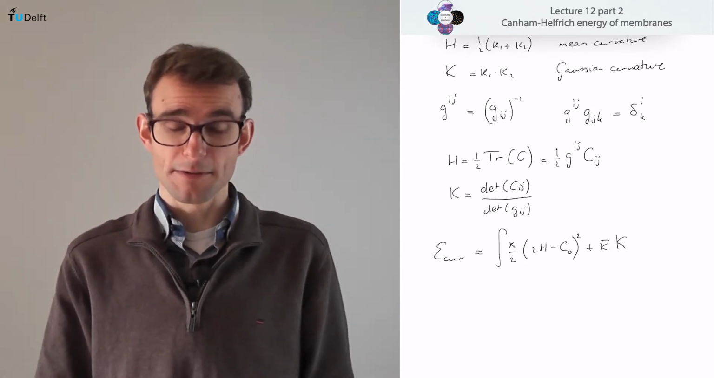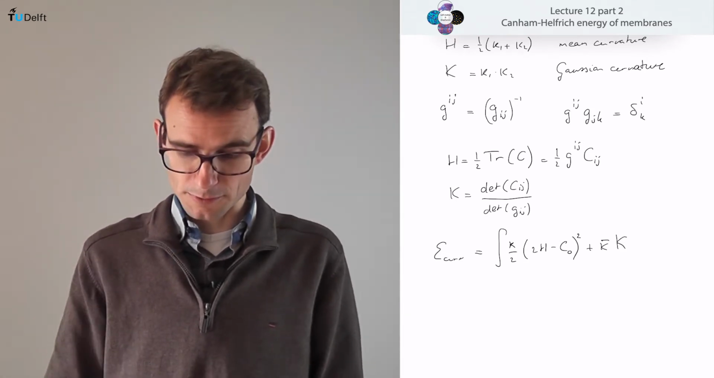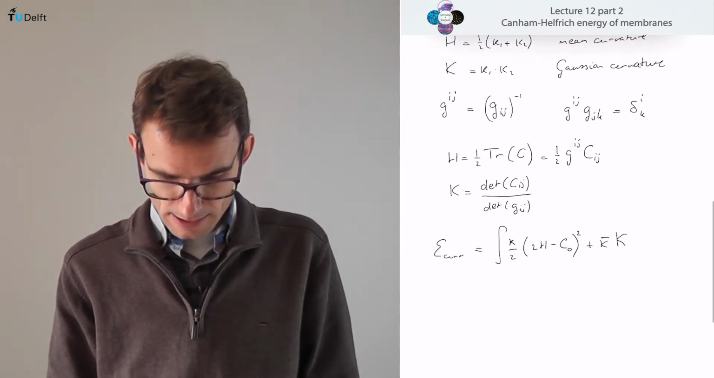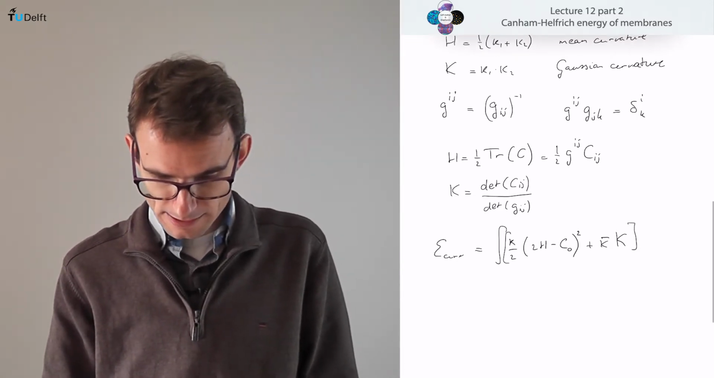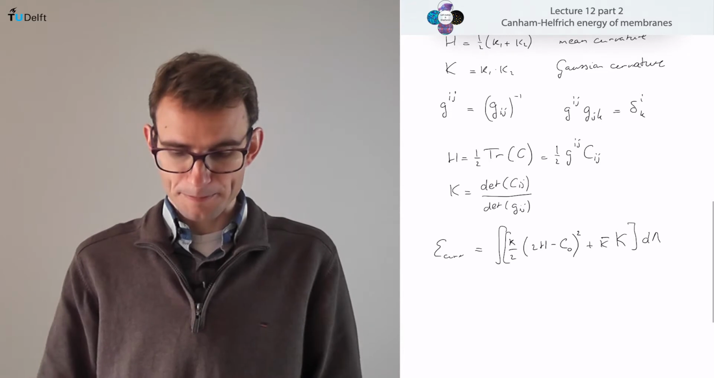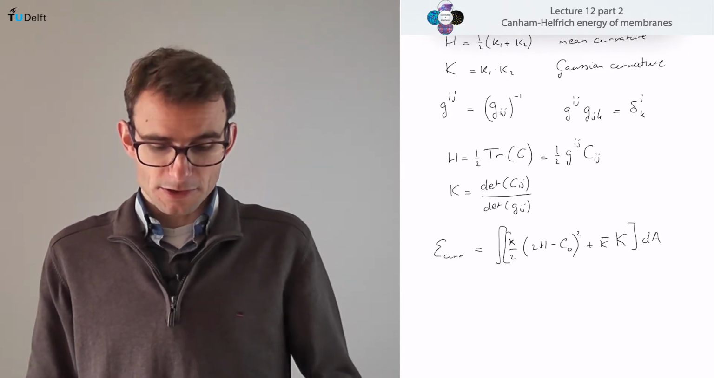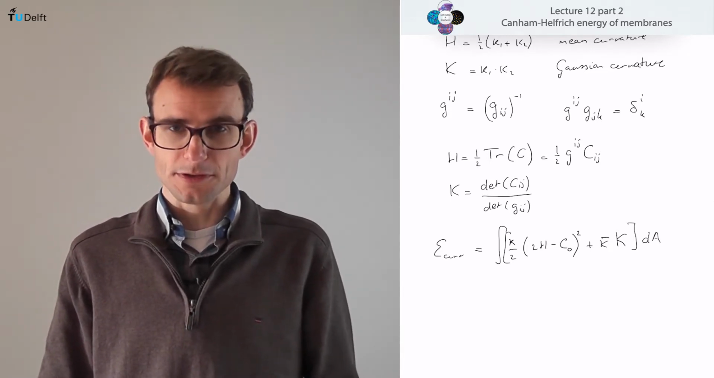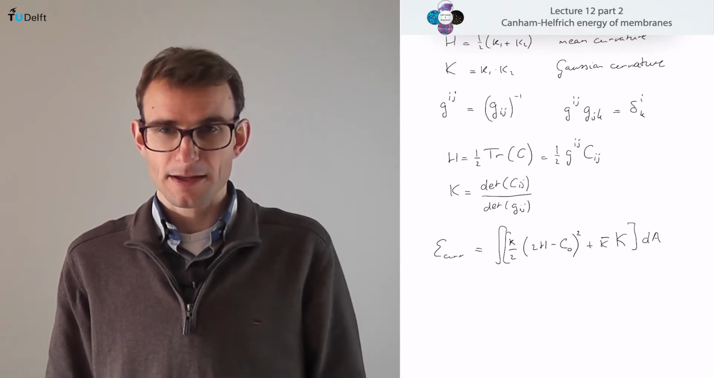That one is already quadratic. It's already K1 times K2, so we're going to leave it like this. And this one we are going to integrate over the whole area. So this is the curvature energy contribution to the energy of membranes.